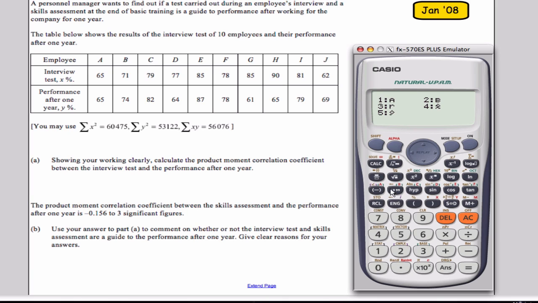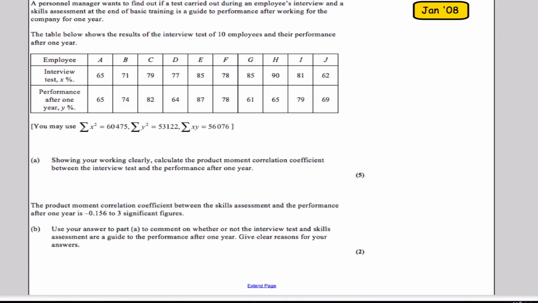If I hit Shift 1, option 5 for regression, if I choose option number 3, that will give me the value of the PMCC, which is going to be 0.155 to 3 significant figures, 0.155, and the question is completed.